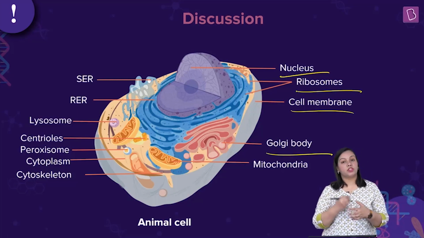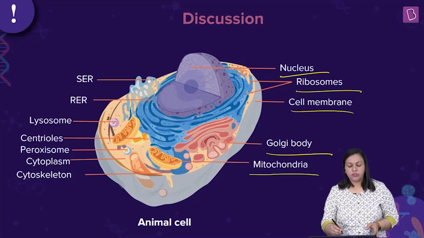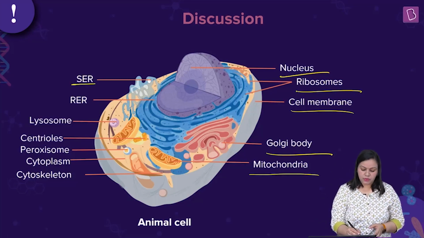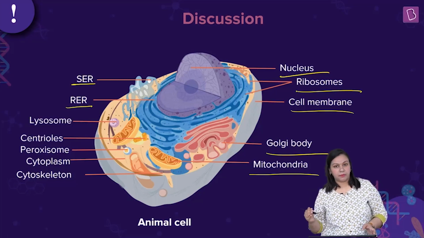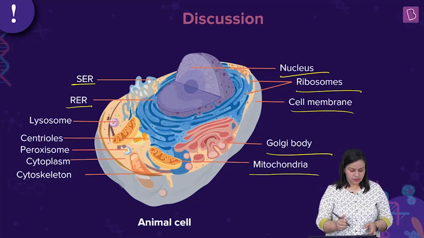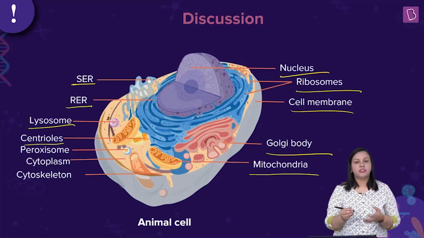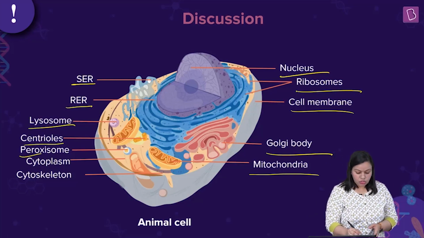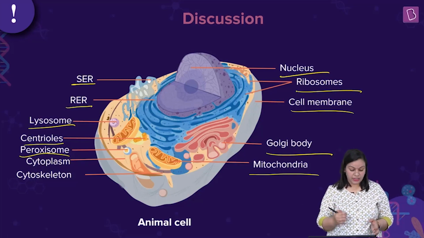Then there are Golgi bodies which are involved in the modification of the proteins that are synthesized by the endoplasmic reticulum. Mitochondria, the powerhouse of the cell, are responsible for energy production. Then we have smooth endoplasmic reticulum and rough endoplasmic reticulum. Smooth ER, or SER, is involved in lipid synthesis, and RER is involved in protein synthesis. Lysosomes are the suicide bags. Centrioles are responsible for cell division like I specified, because they are responsible for synthesis of spindle fibers. Peroxisomes are the microbodies which help in oxidation of free radicals.